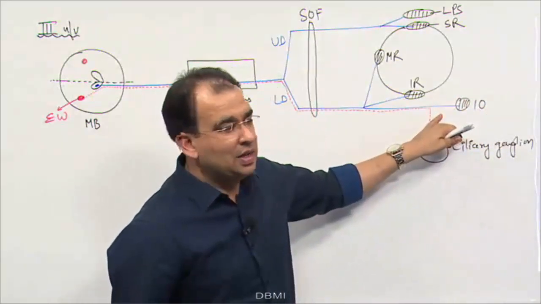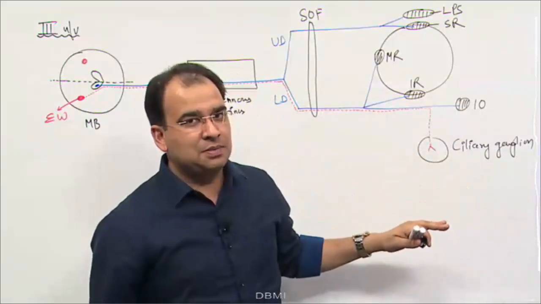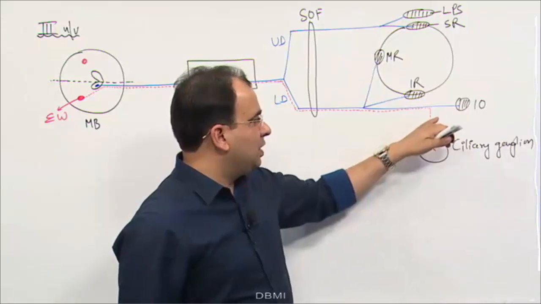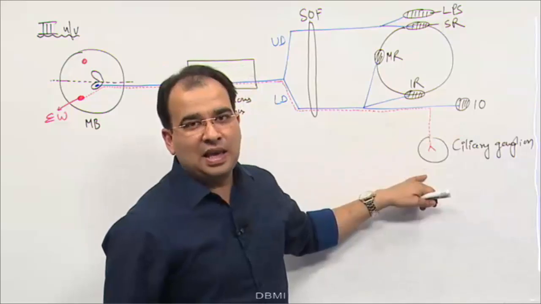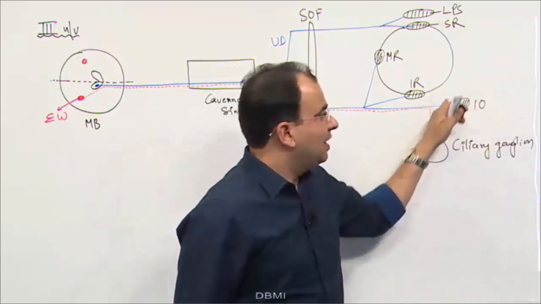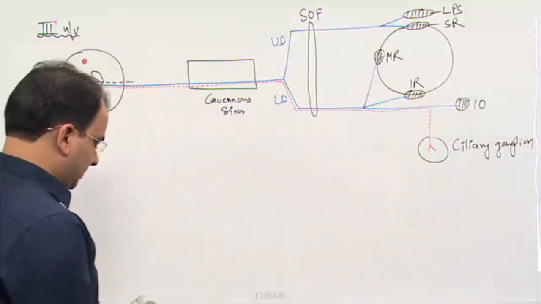They never ask this question. They ask the question regarding ciliary ganglion, about sphincter pupillae, ciliaris muscle, but I believe this is one prospective new question which they can ask, that which nerve carries the fiber to ciliary ganglion, and that is nerve to inferior oblique. It's nerve to inferior oblique which carries fiber to ciliary ganglion.